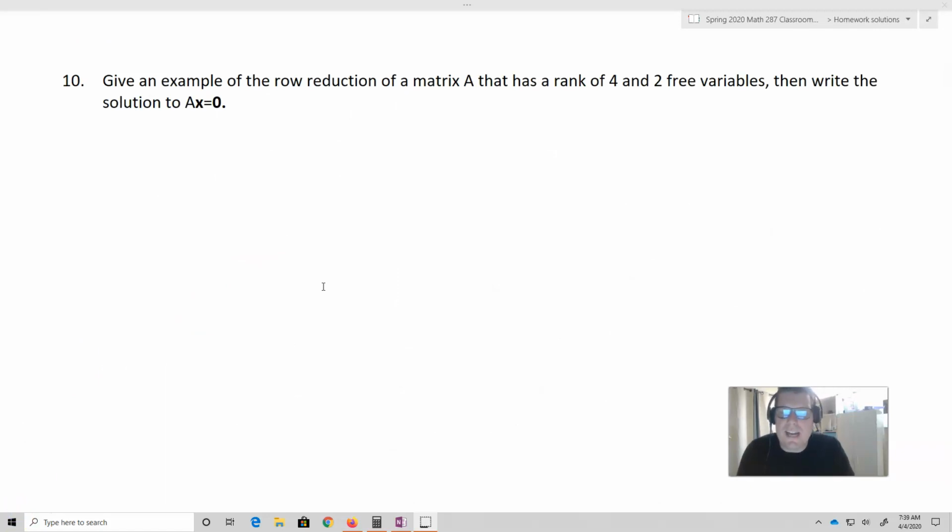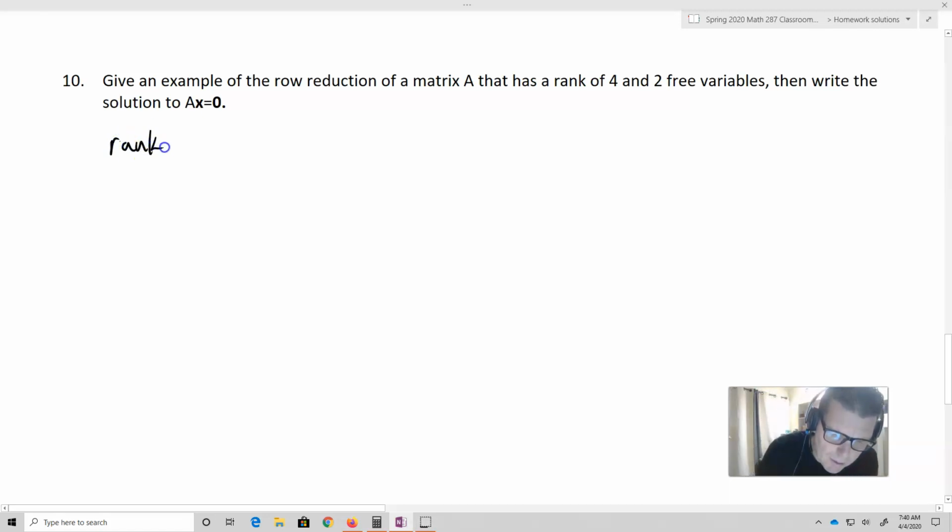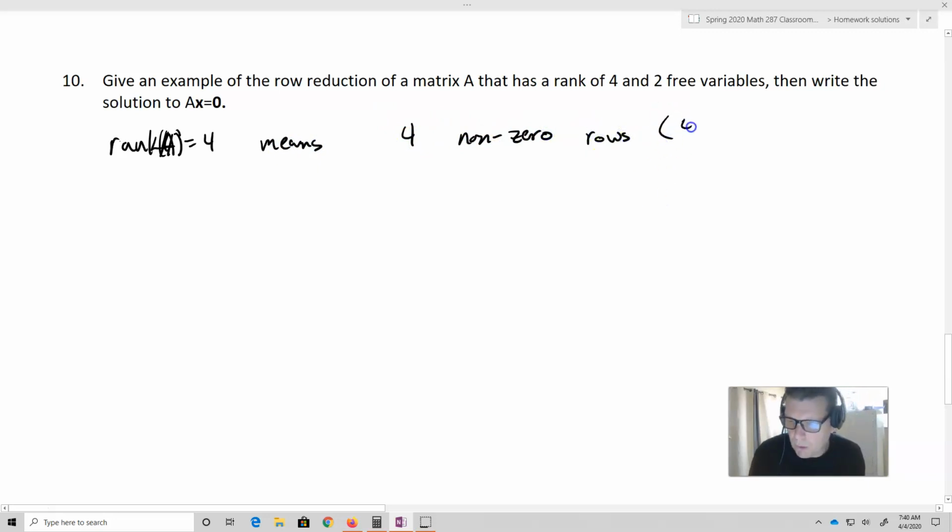So number 10 says, give an example of a row reduction of the matrix A that has a rank of 4 and 2 free variables. Then write the solution to AX equals 0. Okay, so I've got to think about what's going on with this matrix. It's got a rank of 4. Rank of A equals 4 means 4 non-zero rows, or 4 pivots would be another way to look at it. Exactly 4 pivots. Then you have 2 free variables.